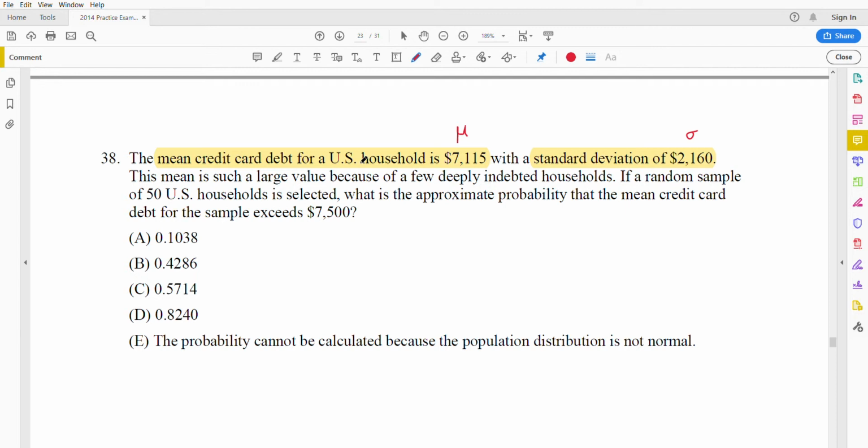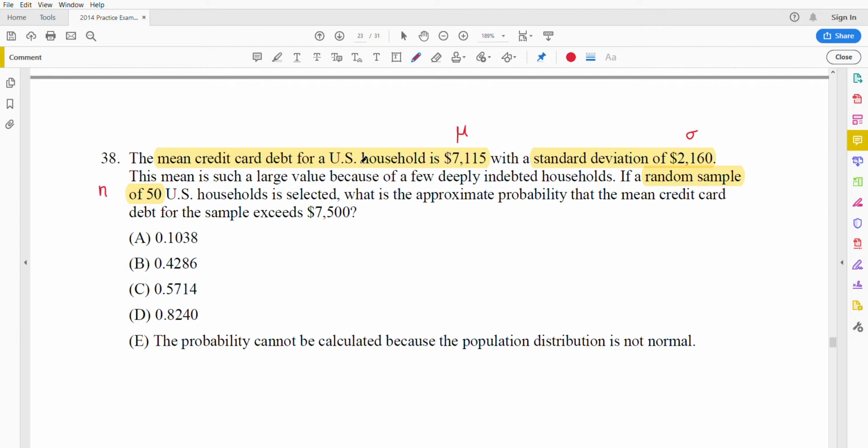Now, this mean is such a large value because of a few deeply indebted households. So that's telling us that either there are some outliers in the population or that perhaps the population is skewed. Okay? Now, if a random sample of 50 US households is selected, okay, so we know that's our sample size, label it n, what is the approximate probability that the mean credit card debt for the sample exceeds $7,500?